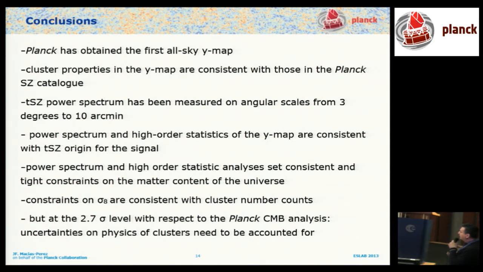And we have used these statistics to set constraints on cosmological parameters. So these constraints are consistent with, I would say, the TSZ analysis presented by Marion before. And we have a discrepancy with the CMB, which is roughly the same at the 2.7 sigma level. That, as I said before, and Marion just discussed, can be accounted for by model dependence in the physics of clusters, or by something more exotic, like having an extra neutrino.